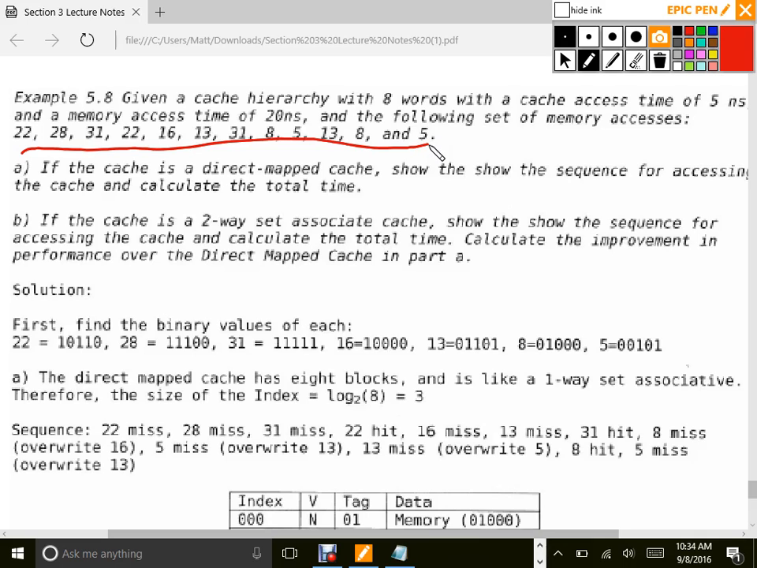Part A: if the cache is directly mapped, show the sequence for accessing the cache and calculate the total time. Part B: if the cache is a two-way set associative cache, show the sequence for accessing the cache and calculate the total time. Calculate the improvement in performance over the direct map cache in part A.